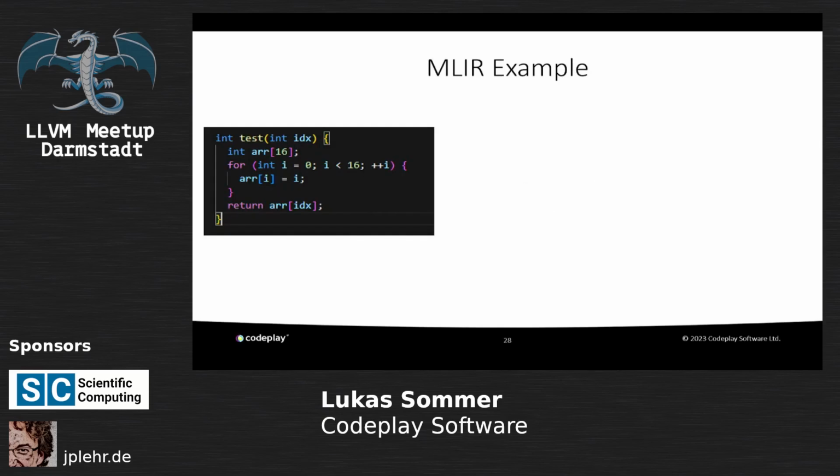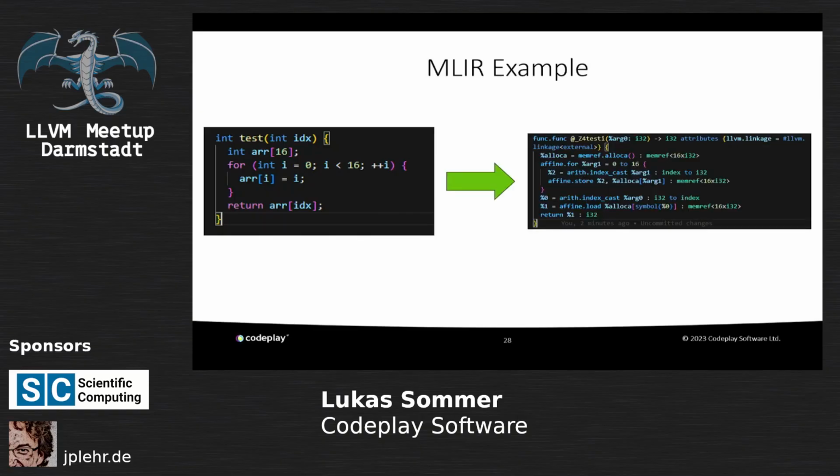A quick example: this is C++ or maybe even C, I'm not sure about that. You can compile that to MLIR, and you get something like this. So you have a function up here, with the name test. This is C++ mangling, so nothing specific to MLIR. We have this alloc A, which is the equivalent of allocating that array on the stack. And because it's allocated with a constant size, we now also have this shape information. So now we know it's 16 integers that we have here.